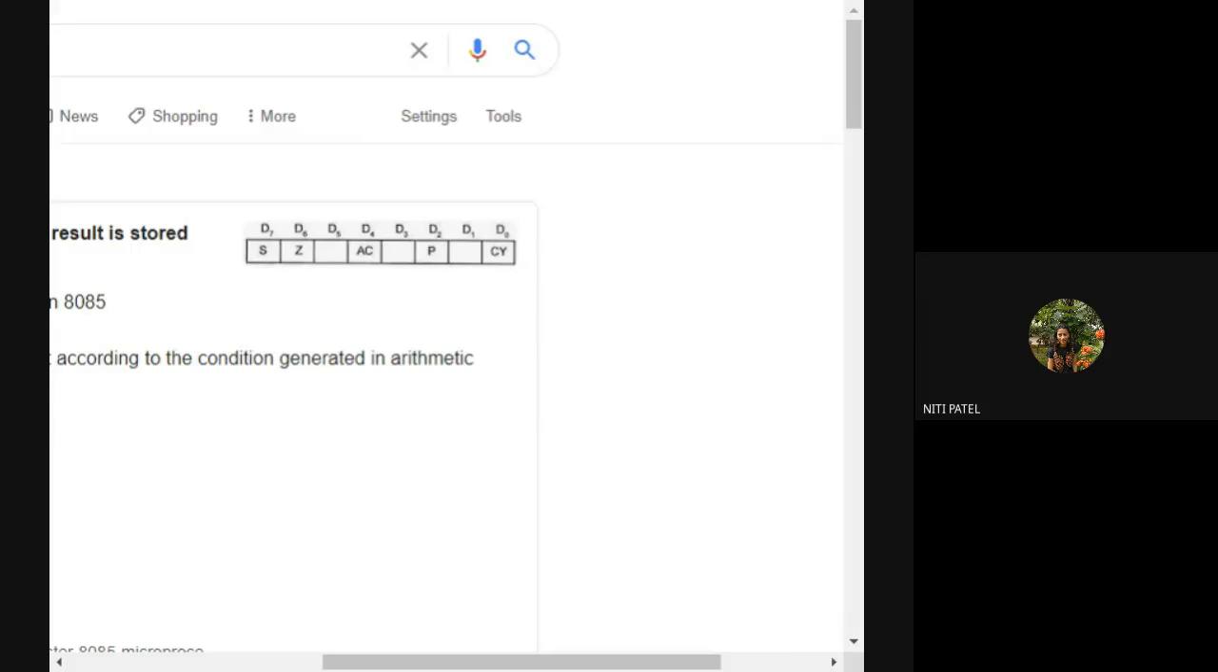An operation like 0001 plus 0000. So what is my last bit? 1 plus 0 is 1. So what will be my result? 0001. Is my result having all the zeros? No, it has 1. So what will this bit be set to? It will be set to 0. Is this now clear?